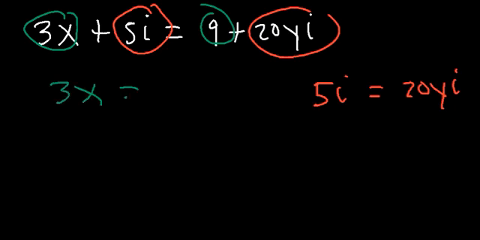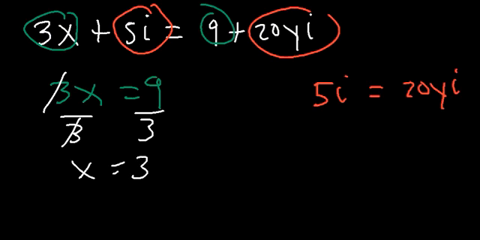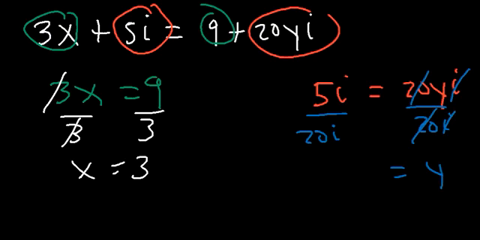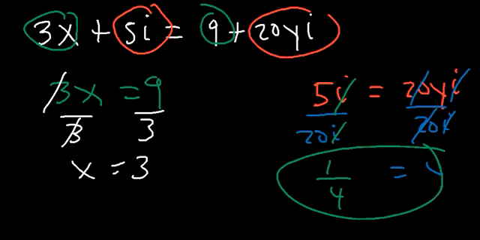So 3x is equal to 9. And then solve these two equations separately. So on the equation on the left, we're going to divide both sides by 3. So 9 divided by 3 is 3. On the other equation, to solve for y, we're going to divide both sides by 20i. So on the right side, the 20's cancel and the i's cancel, so we're just left with y. On the left side, i cancels. 5 divided by 20, or if you divide it backwards, 20 divided by 5 is 4, but it goes on the bottom because you divide it backwards. So y is equal to 1 over 4.